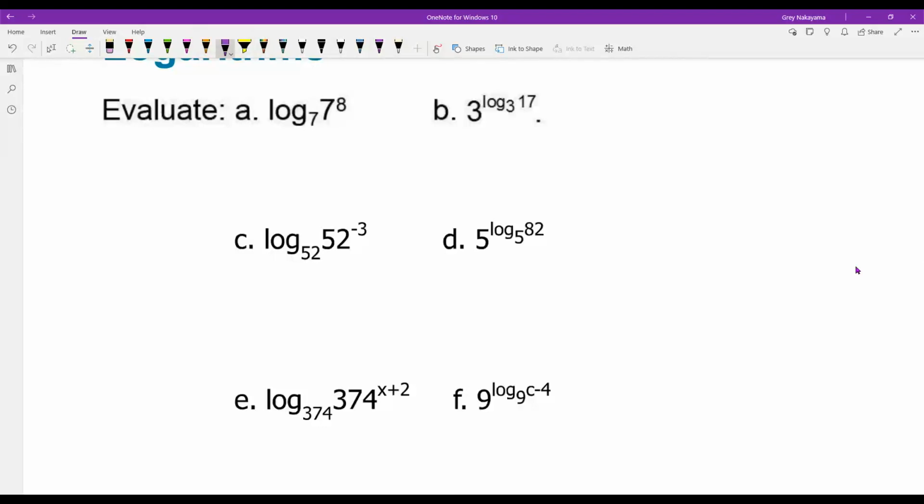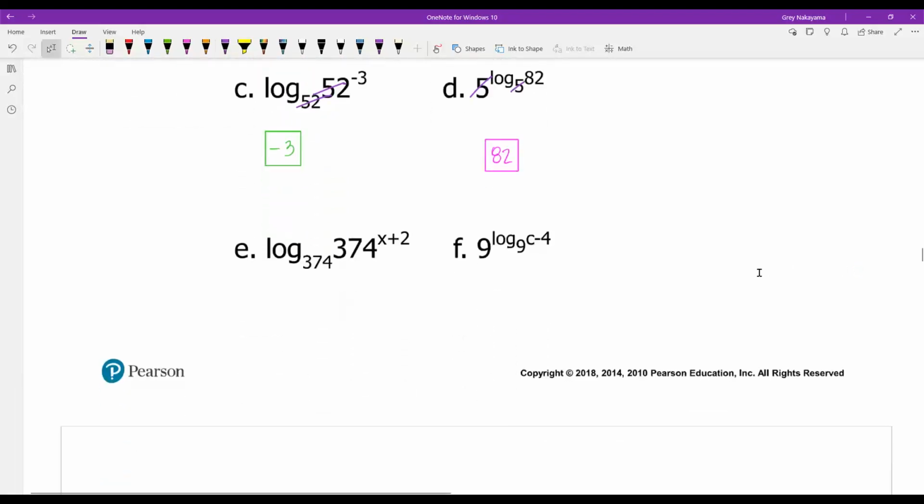Log base 7 of 7 to the 8. These are the same, so my answer is 8. 3 raised to the log base 3 of 17. These are the same, so the answer is 17. Log base 5 of 5 to the -3, answer is -3. 5 raised to the log base 5 of 82. It's the odd man out. That's all. What color is the White House?